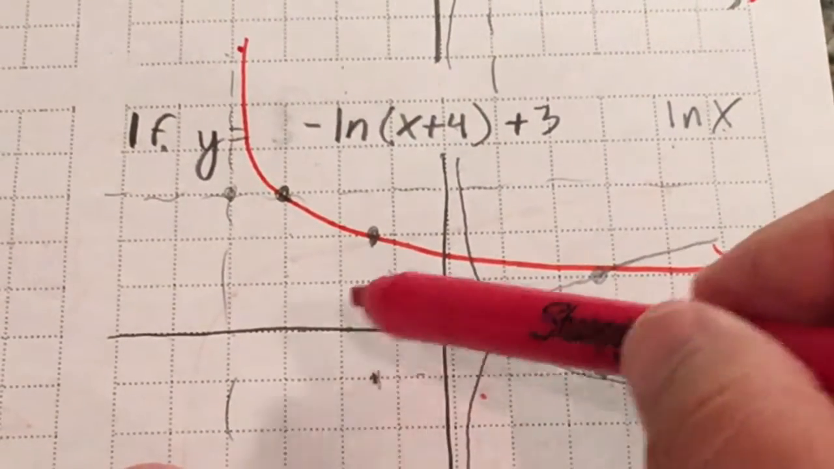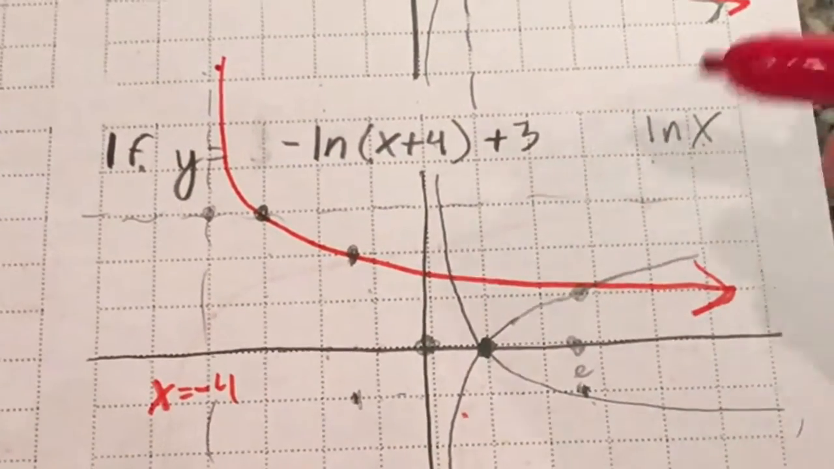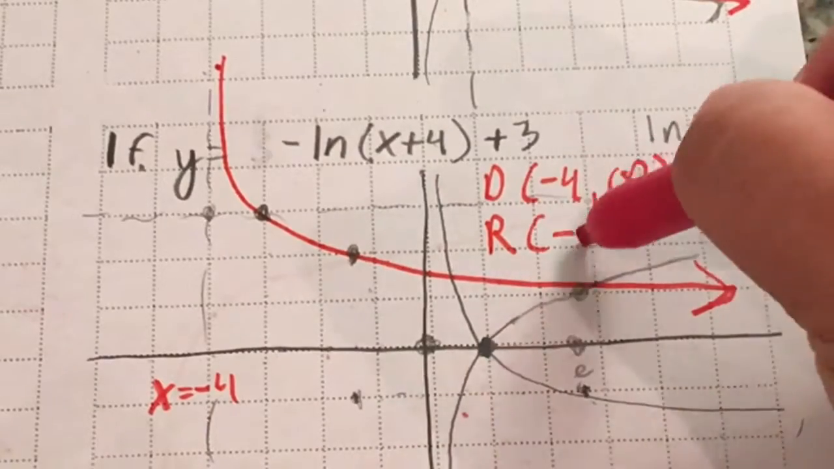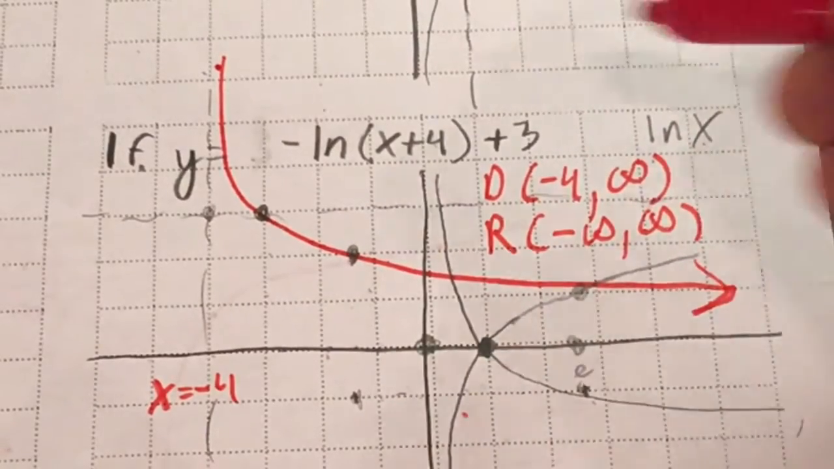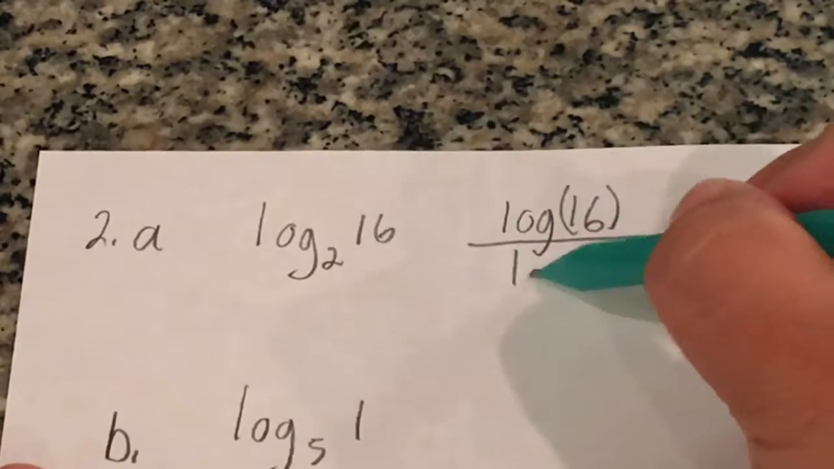Let me get this down specifically. 1, 2, 3, 4. This is x equals negative 4. That's going to play a major role when I start to do my descriptive. The domain is negative 4 to infinity. The range is negative infinity to infinity. It's all reals. And the vertical asymptote is x equals negative of 16 over log of 2.